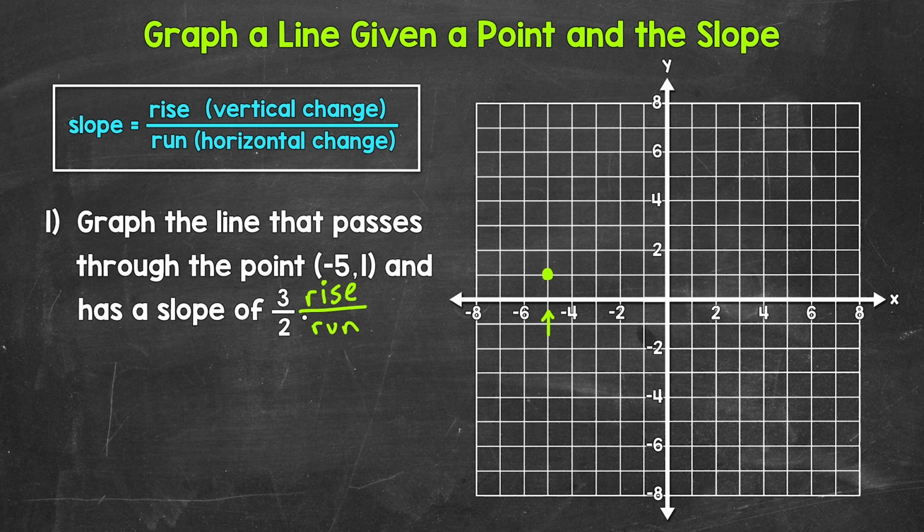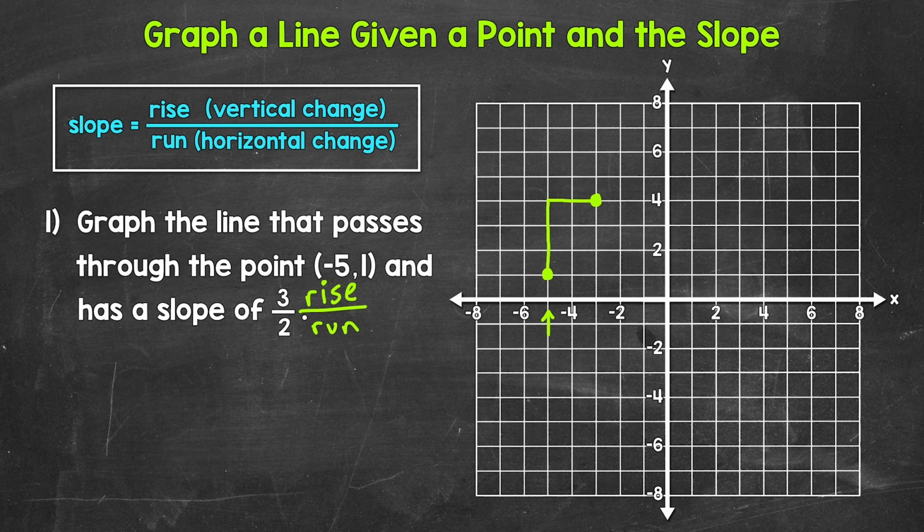Now we go from our point at -5, 1. So we'll start with the rise, which is 3, a positive 3. So we go up 3 units. 1, 2, 3. And then our run is 2, a positive 2. So we go to the right 2 units. 1, 2, and we plot our second point.